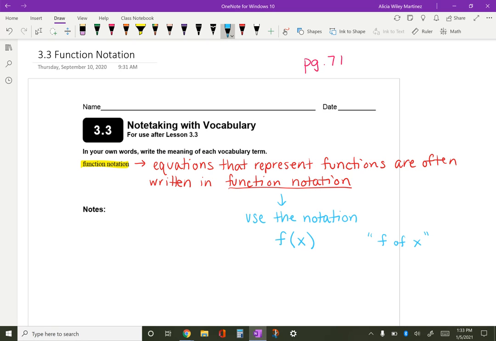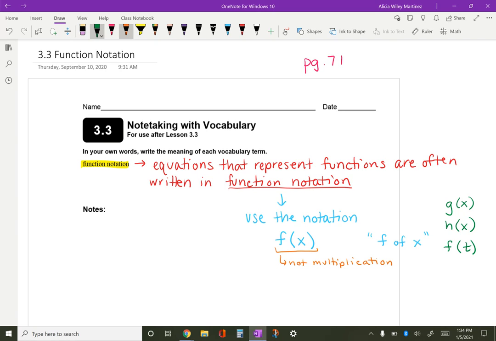And then just so you realize, this notation where you see the parentheses is not multiplication. You might look at it and think f times x, but that's not what it's saying. This is a specific function notation of f of x. They can also use other letters, like you might see g of x, h of x. If the function has a t instead of an x, they might call it f of t. So there are different letters that they can use in function notation.